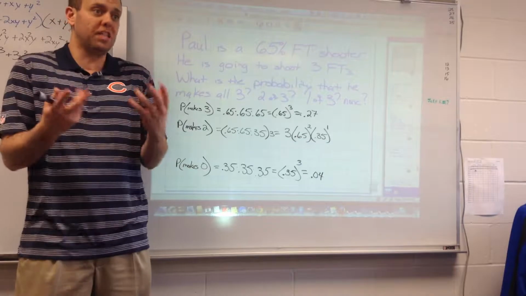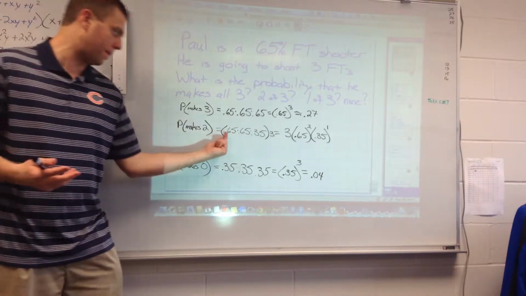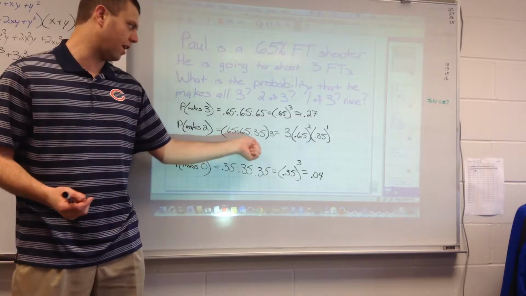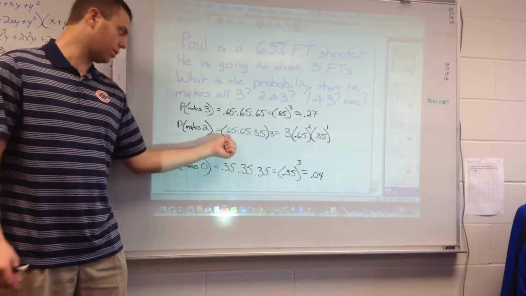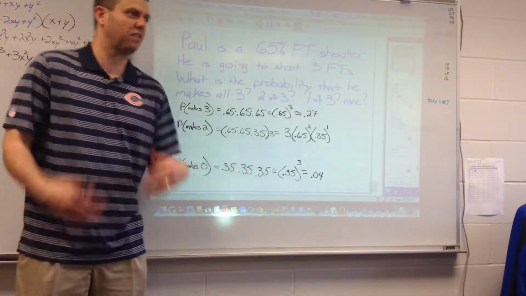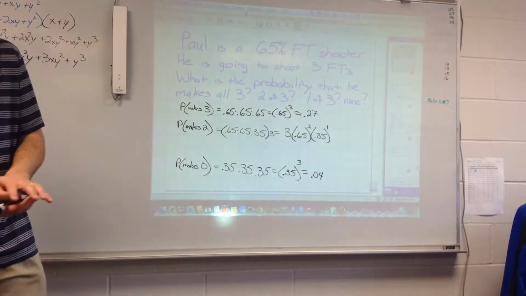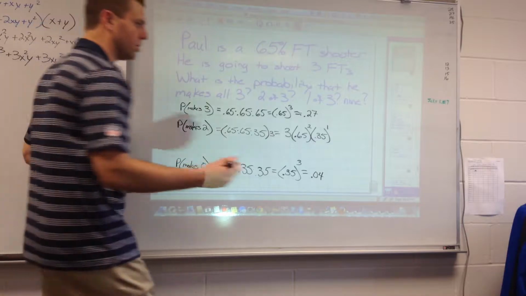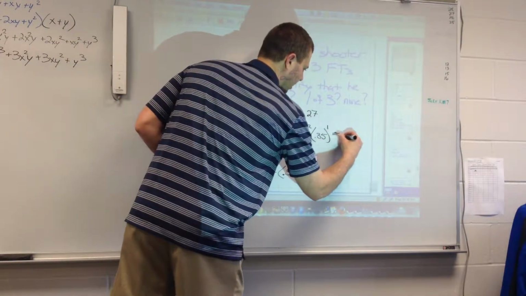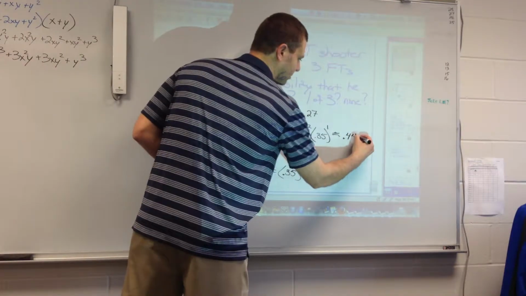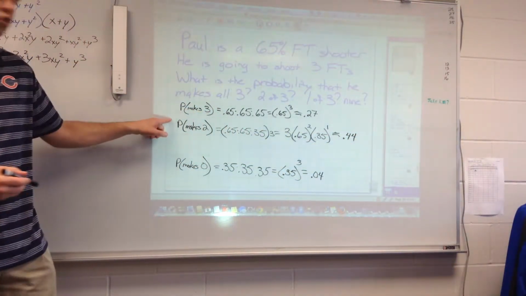But there's 3 different ways that could happen. It could happen in this order: 0.65, 0.35, 0.65, or 0.35, 0.65, 0.65. You get the same number, obviously, because you're multiplying the same numbers together, and then you'd have to add them all up. Or in other words, take it times 3, and what do you get there? 0.44. So about 44%.